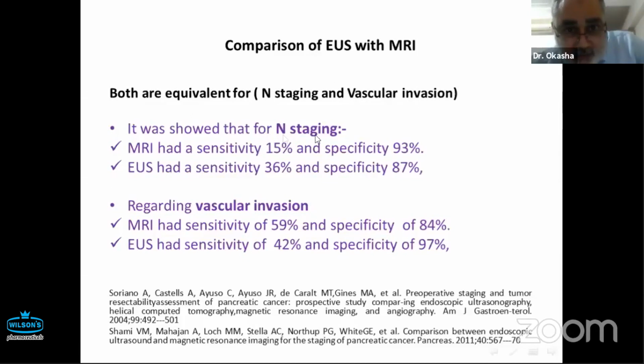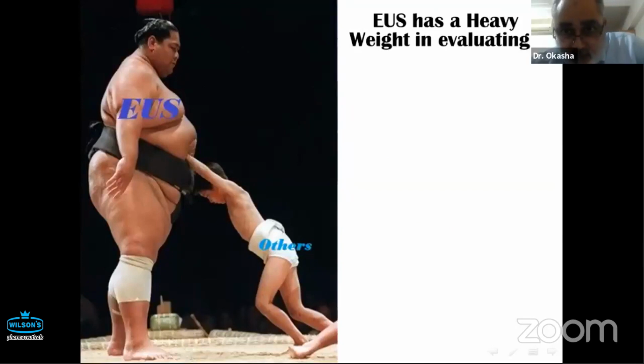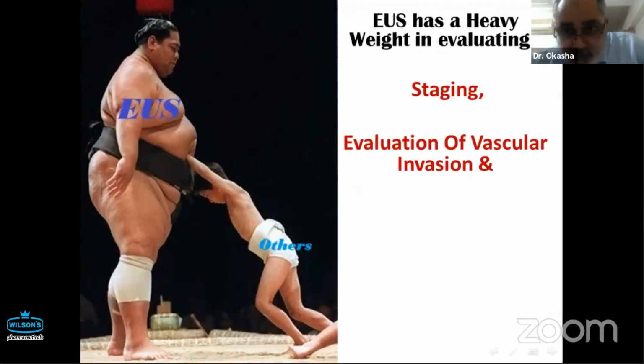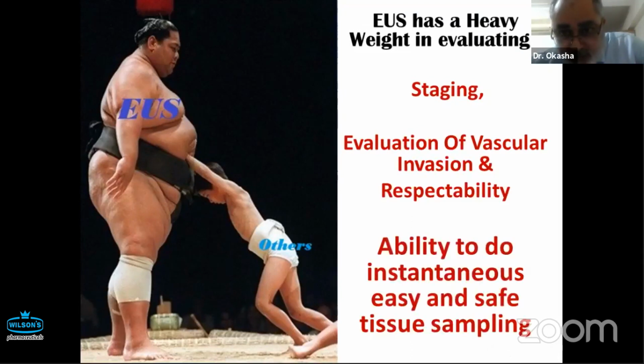It was shown that for N staging, the MRI has a sensitivity of 15% and specificity of 93%. EUS has a sensitivity of 36% and specificity of 87%. Regarding vascular invasion, MRI has a sensitivity of 59% and specificity of 84%, and EUS has a sensitivity of 42% and specificity of 97%. So EUS has a very heavy weight in staging, evaluation of vascular invasion and resectability, and of course, the ability to do instantaneous, easy, and safe tissue sampling.